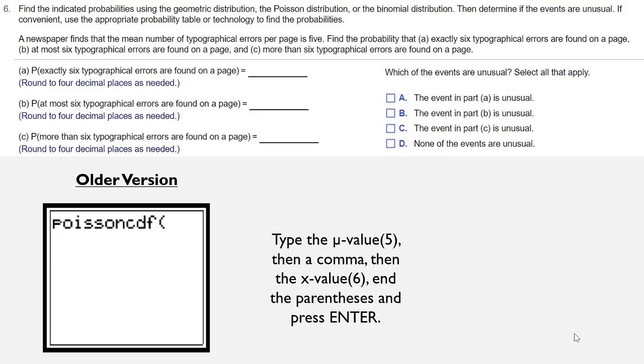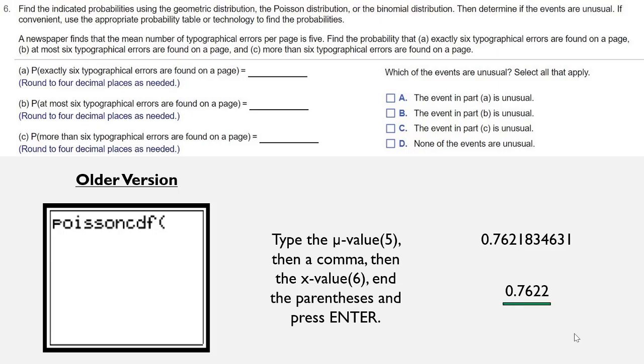So we want it to plug in 0, we want it to plug in 1, and 2, and 3, and 4, and 5, and 6, and stop at 6. And then add all those values up. So then we press enter, and what we'll get is 0.7621834631, rounded to 4 decimals is 0.7622. And that's your answer to part B.